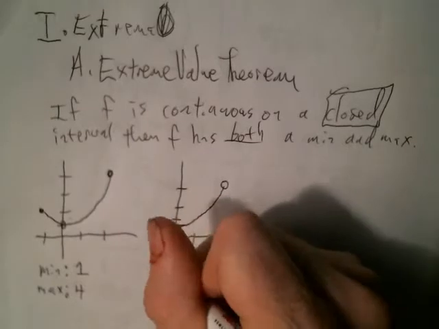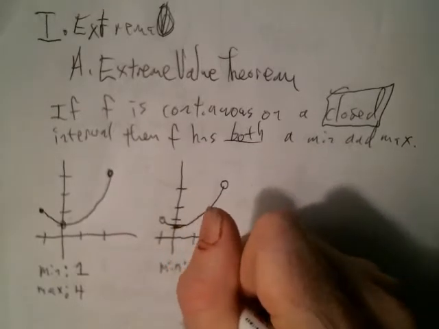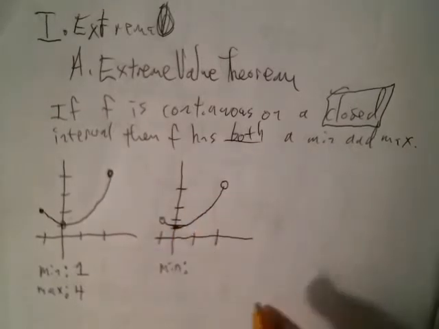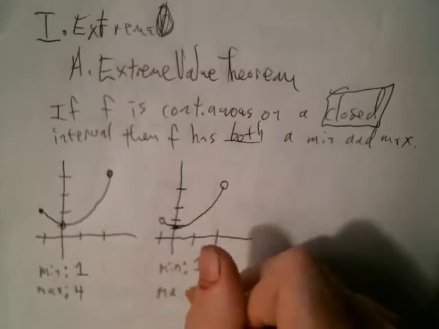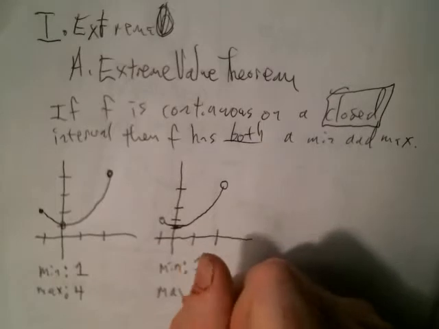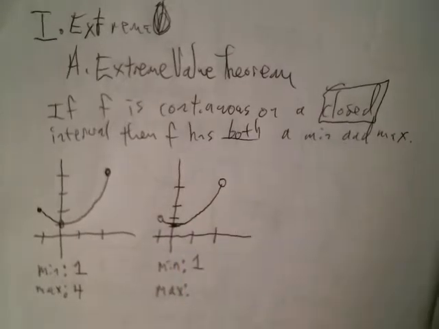Okay, this guy does not have a min. Well, it has a min, right? It's still, the min is right here at 1, or at x equals 0, the min is 1. The max value, though, does not exist. There is not one.